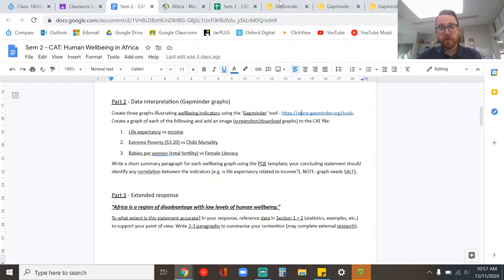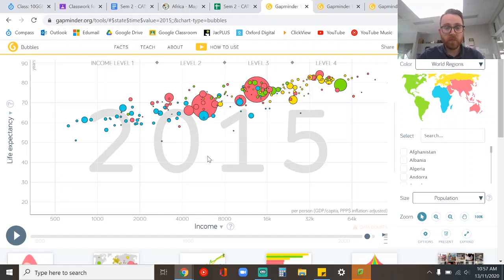So you should identify the pattern. So how are income and life expectancy connected? As income increases, as we move from left to right on the graph, what happens to life expectancy? Does it go up? Does it go down? Does it not really change at all?